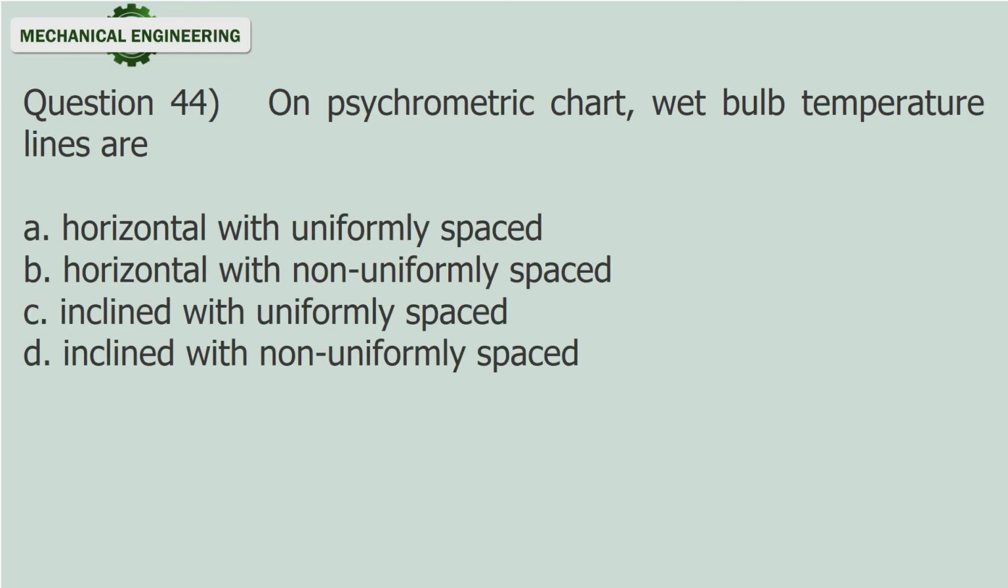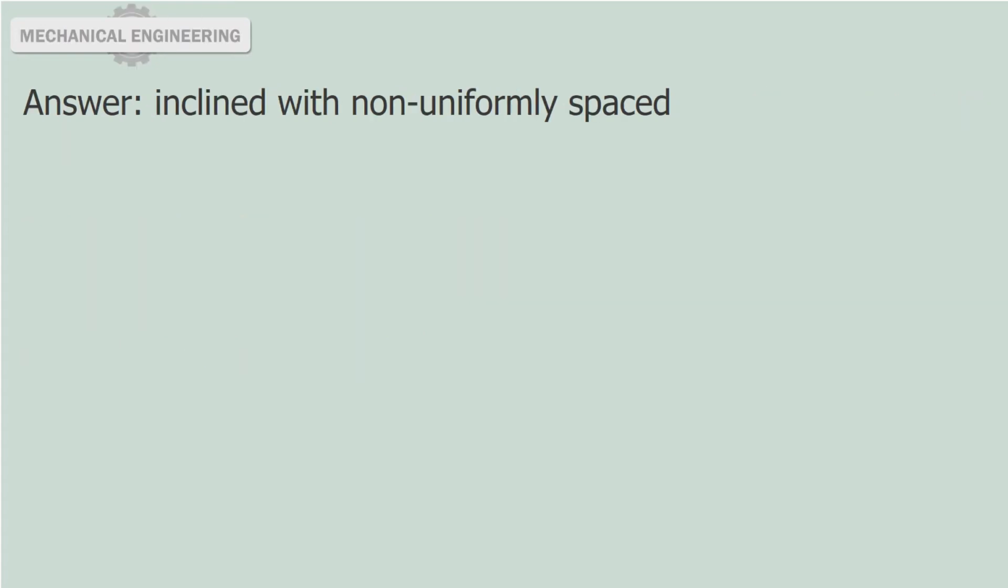Question 44. On psychrometric chart, wet bulb temperature lines are A. Horizontal with uniformly spaced. B. Horizontal with non-uniformly spaced. C. Inclined with uniformly spaced. D. Inclined with non-uniformly spaced. Answer: inclined with non-uniformly spaced.